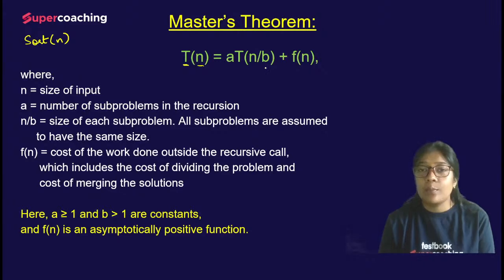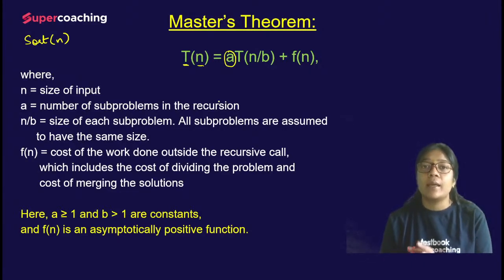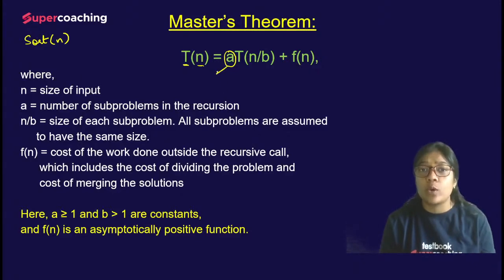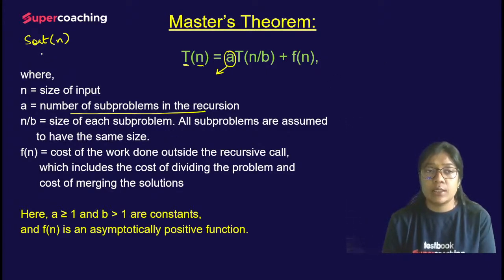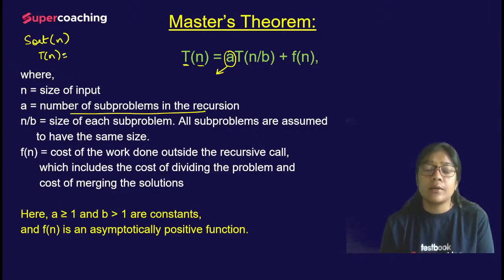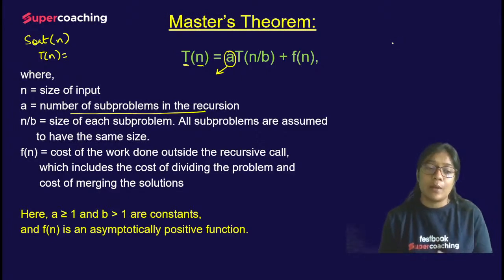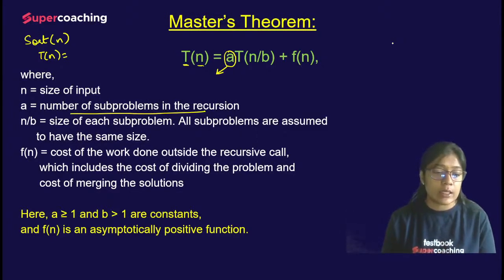Now a T n by b, a is representing into how many sub problems the problem is divided. So a is representing the number of sub problems. For example, yesterday we considered an example recurrence relation for binary search, and you can consider it for sorting. You cannot solve a large problem in one go.